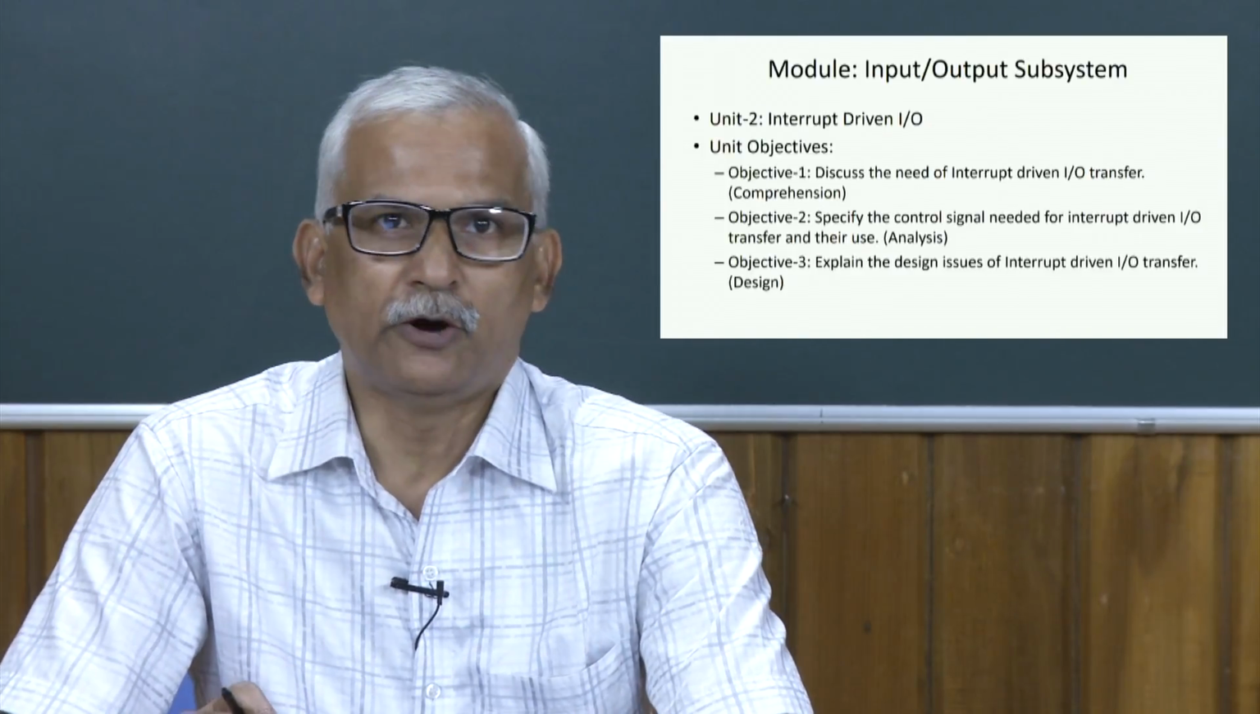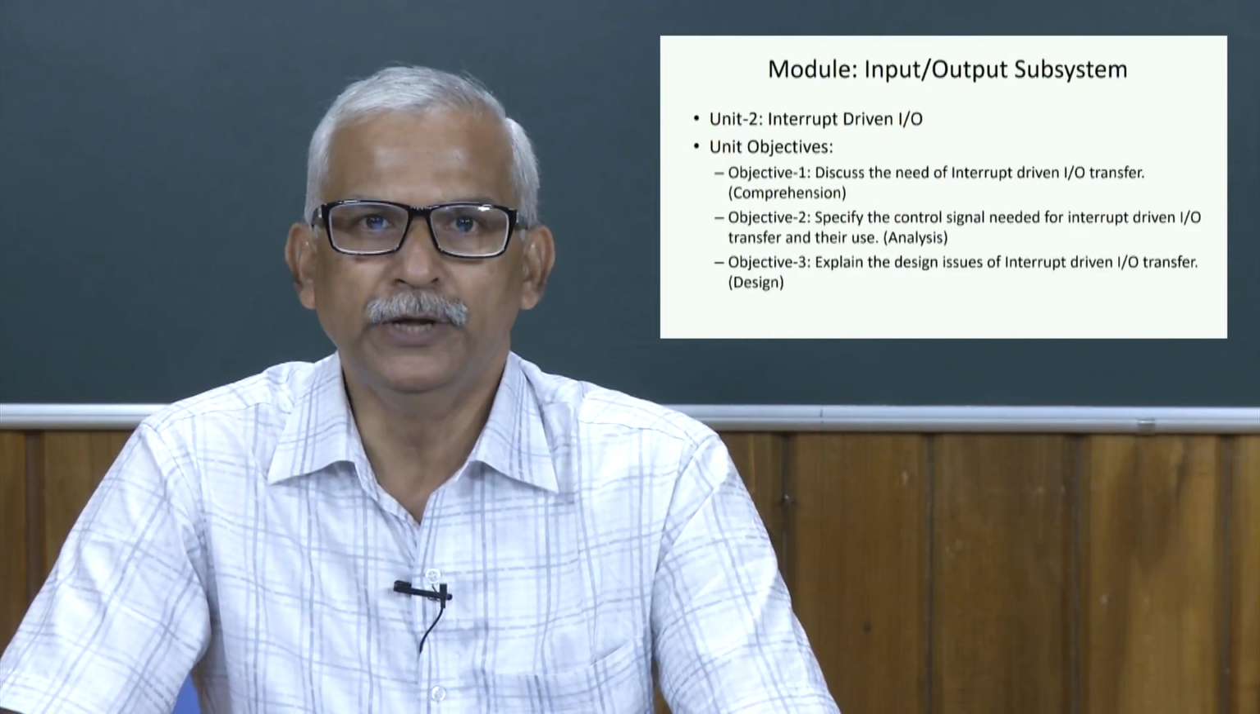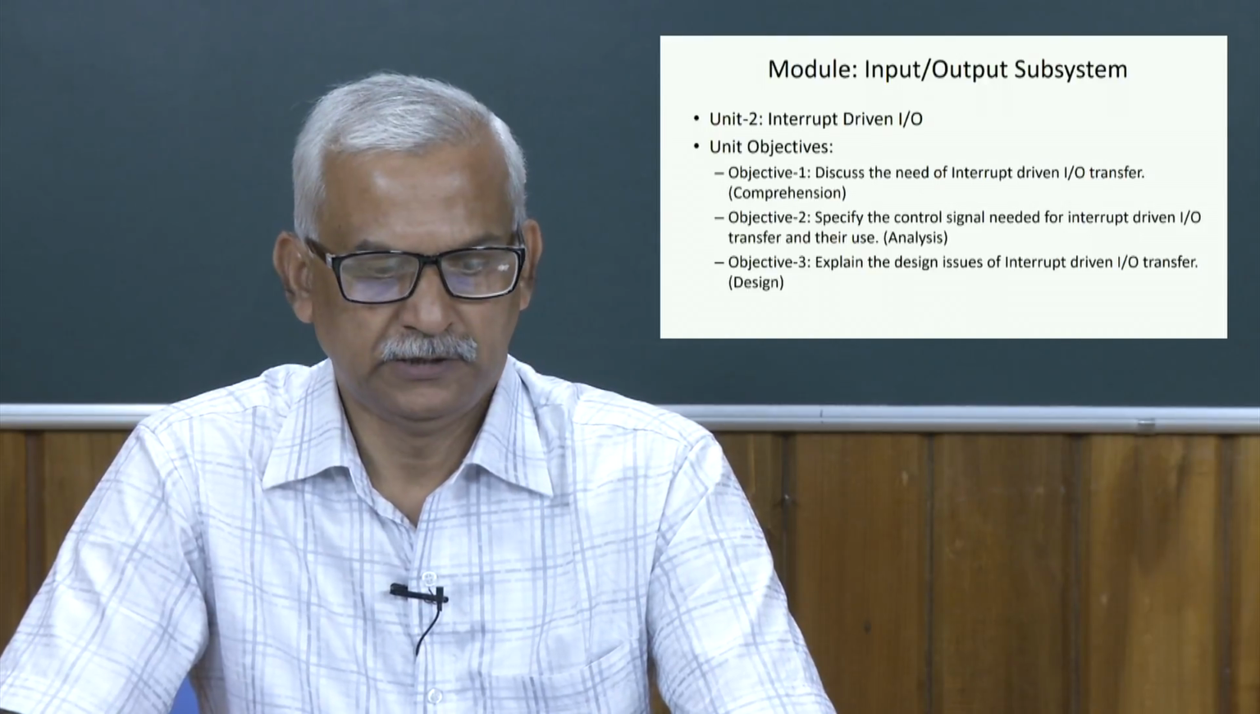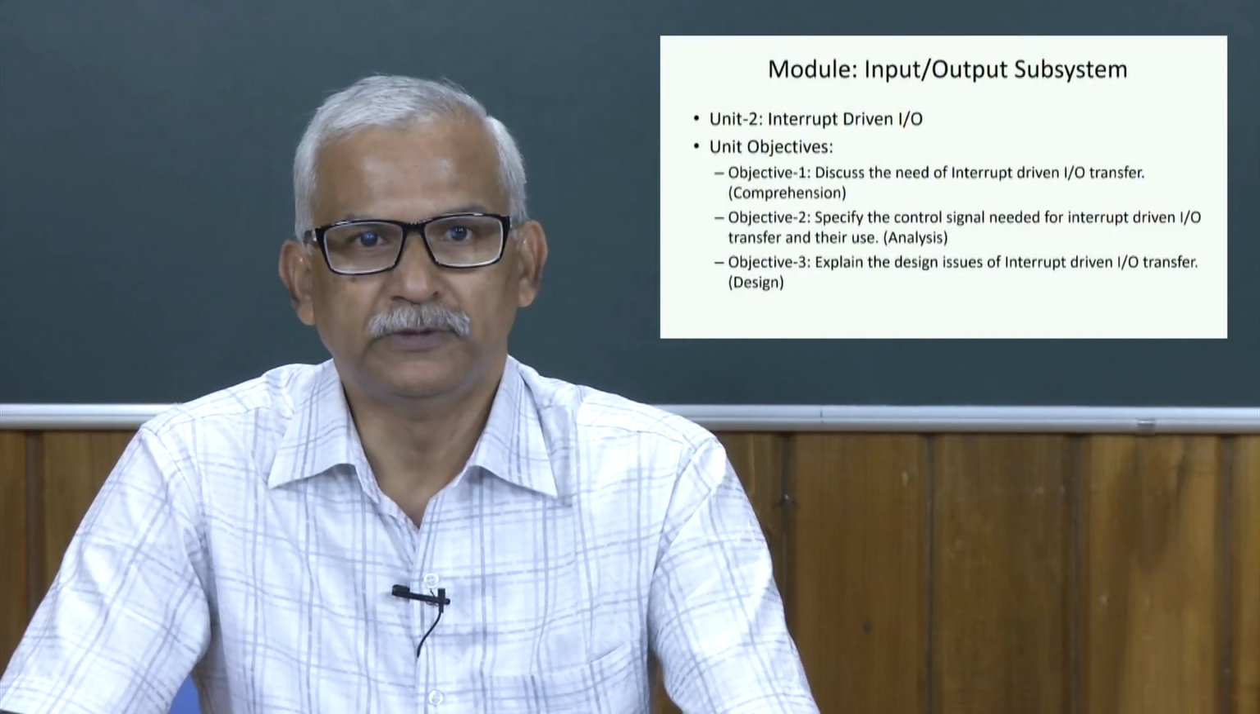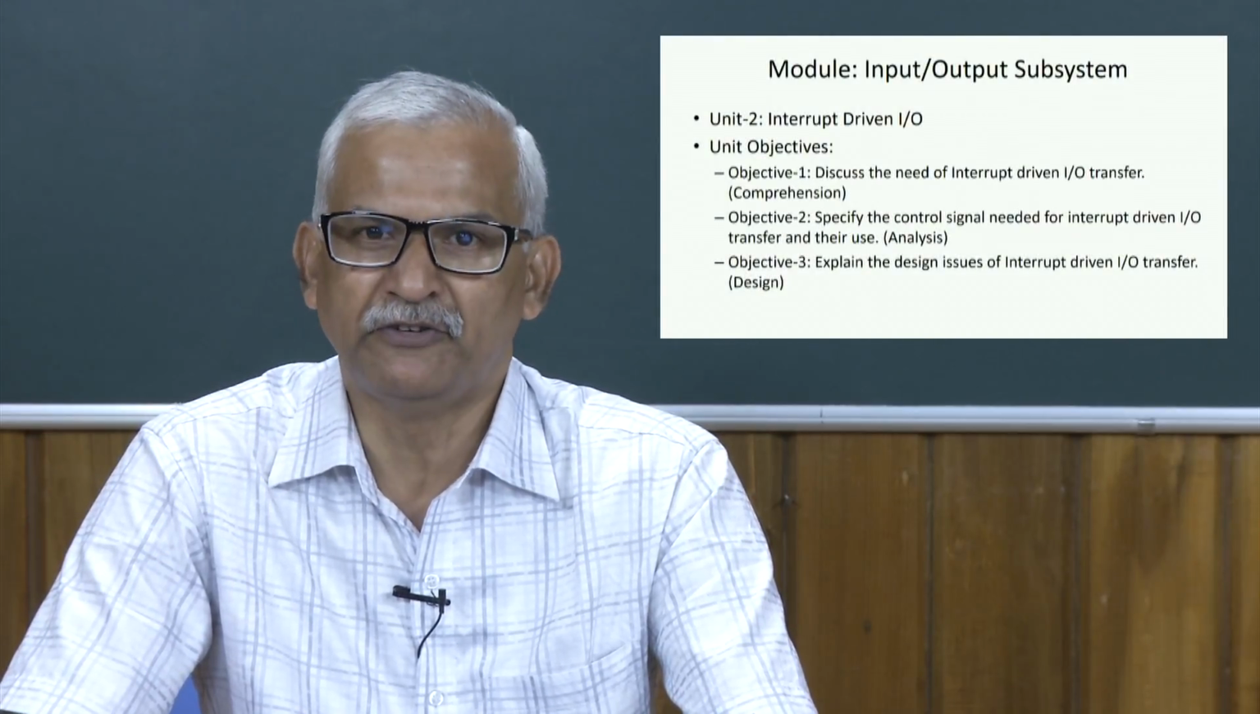So, what are the objectives of this particular unit? I have stated three objectives. Objective 1, discuss the need of interrupt driven IO transfer. This will be done at the comprehension level. Objective 2, specify the control signals needed for interrupt driven IO transfer and their use. This will be at the analysis level. And objective 3, explain the design issues of interrupt driven IO transfer. This will be at the design level. So, basically we are going to see how to design an interrupt driven IO.